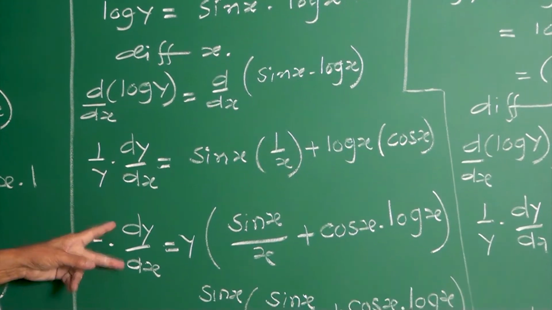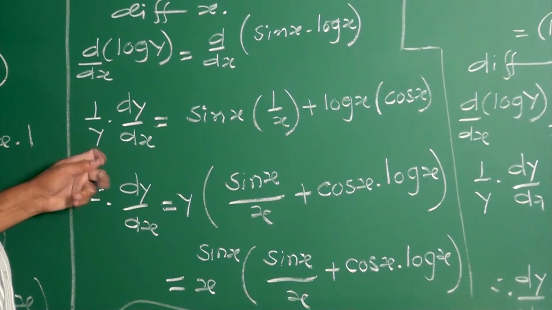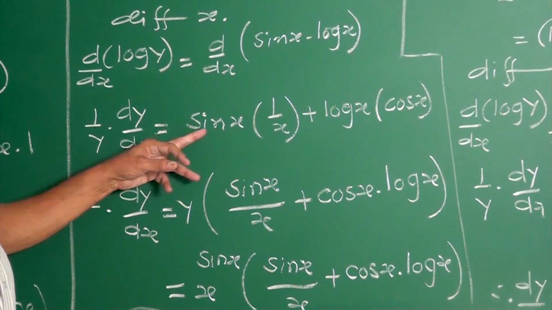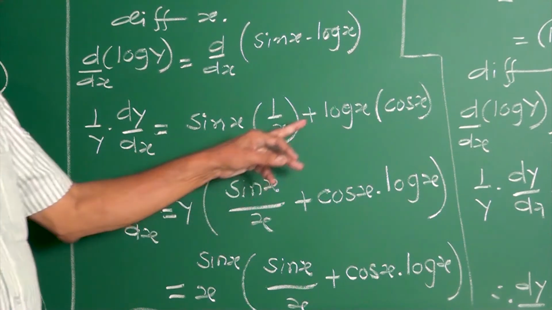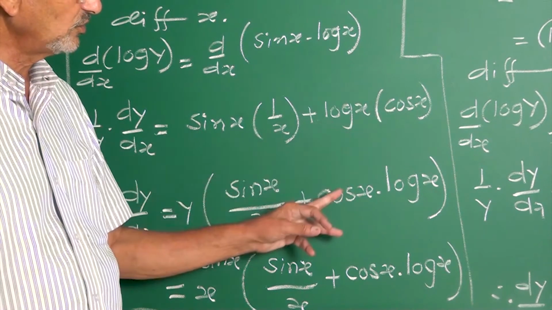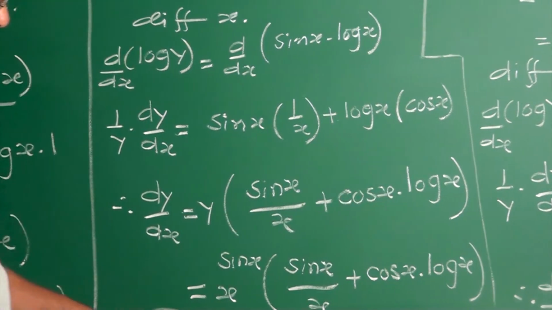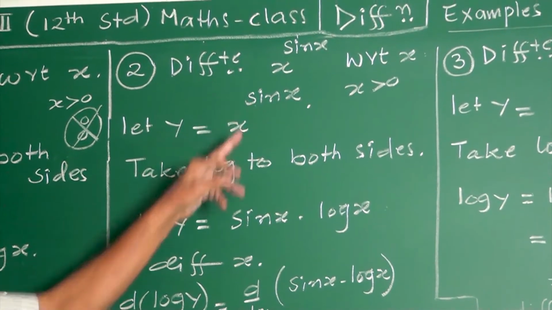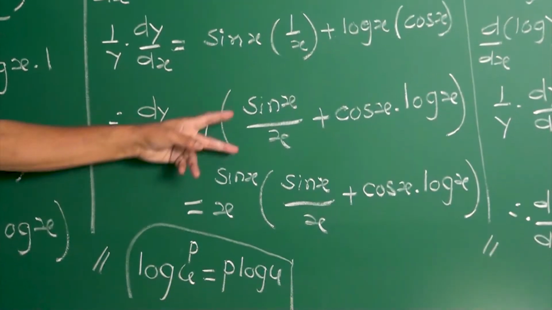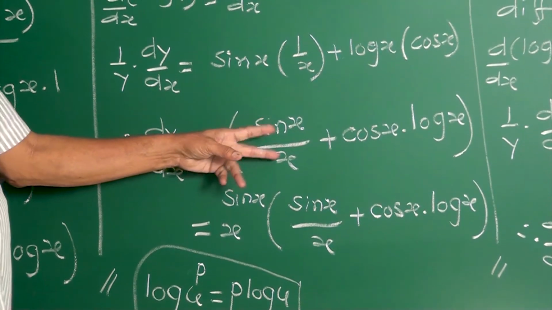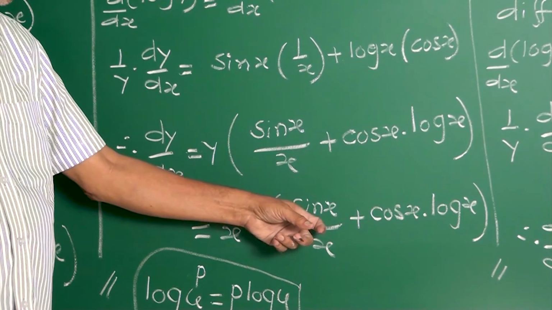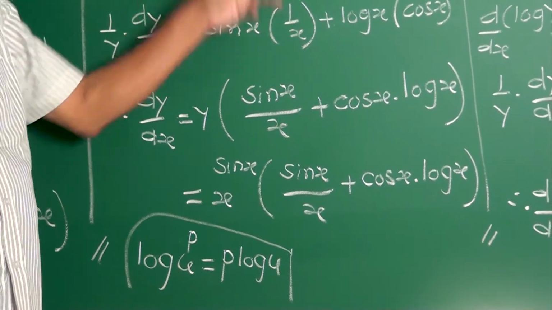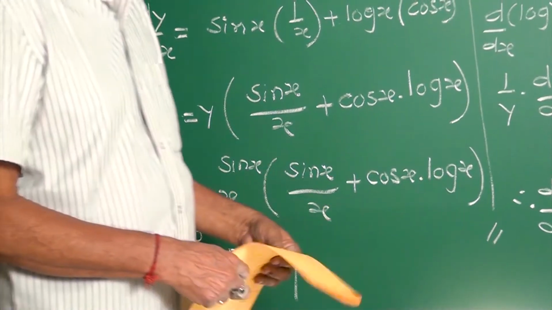Yes, dy by dx equals this y. The denominator becomes the numerator: sin x upon x plus log x into cos x. I have written cos x into log x. Substitute the value of y. What is y? x to the power sin x. So dy by dx is x to the power sin x into sin x upon x plus cos x log x. This is the second example. Same for the third. The third is here.